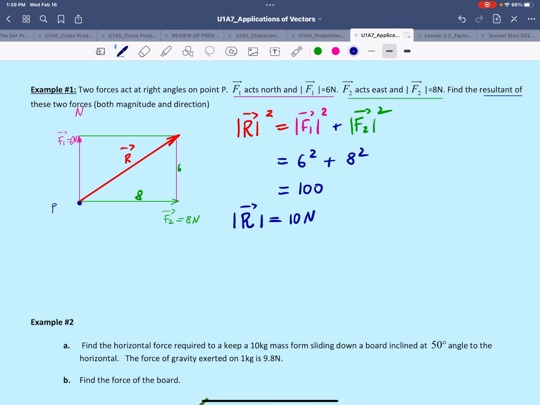Now we have to find the direction of it. To describe the direction, we can choose to find this angle or this angle. So I am going to use the angle theta, the angle made with force F2. To find it, obviously we have a lot of options now because we already know all three sides in the triangle, but I am going to use the tan ratio, because the tan ratio will allow me to use the information given.